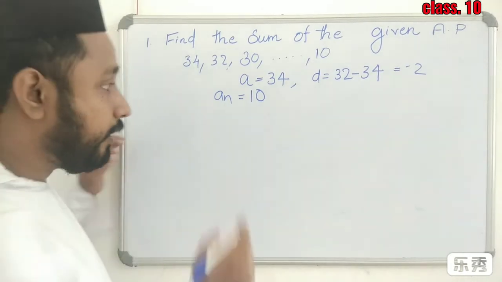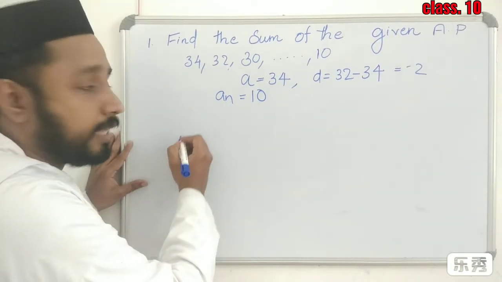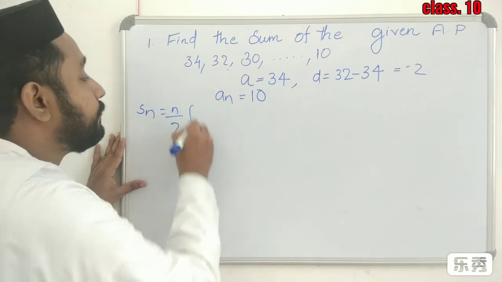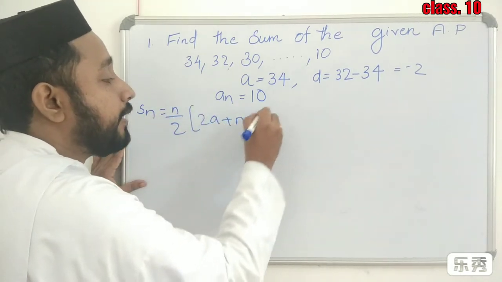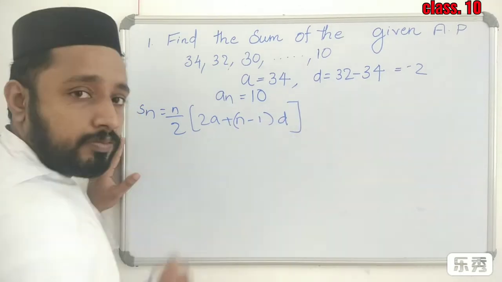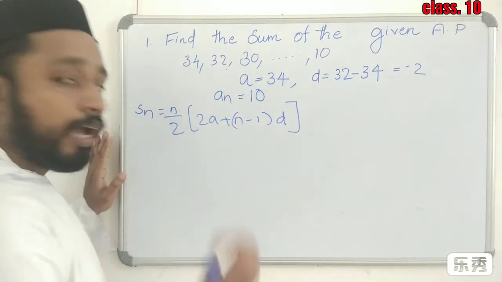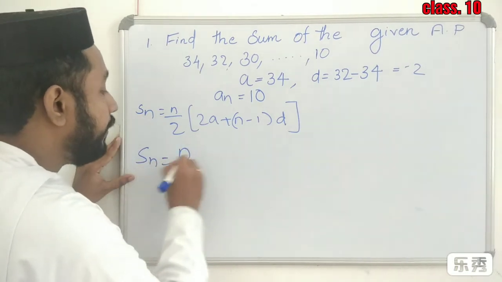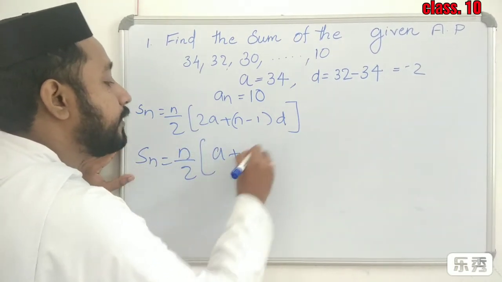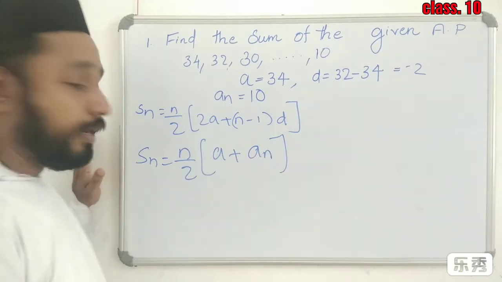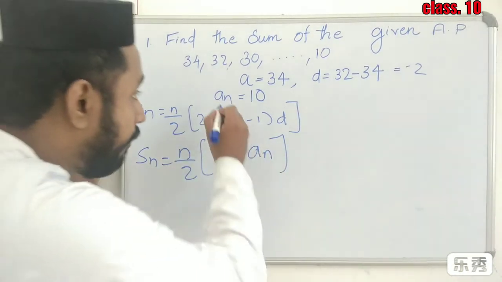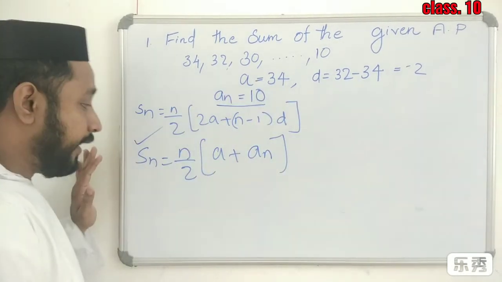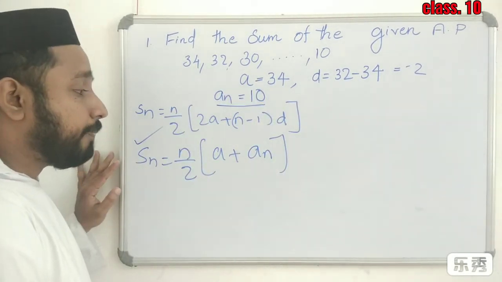So for finding the sum of an AP, we have two formulas. Sn is equal to n by 2 into 2a plus n minus 1 into d. This is the first formula for finding the sum of the AP. We have another formula: if we know the first term and the last term, Sn is equal to n by 2 into a plus l, first term plus last term. Here we have the last term an and the first term, so we can use this formula, Sn is equal to n by 2 into a plus l.